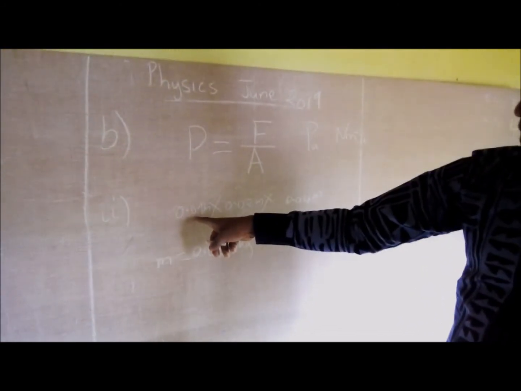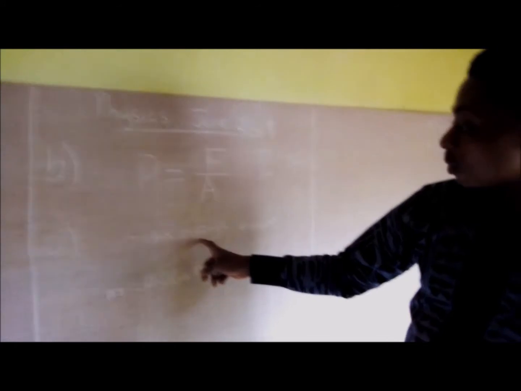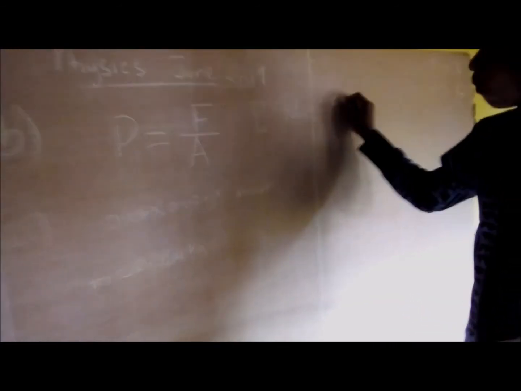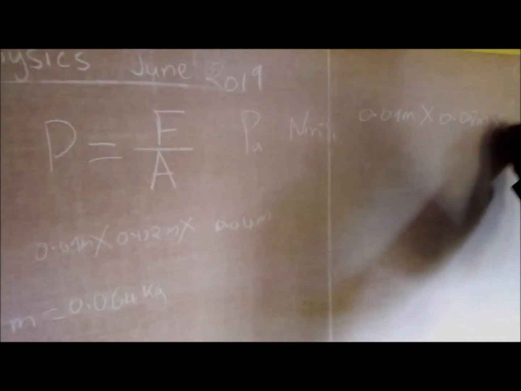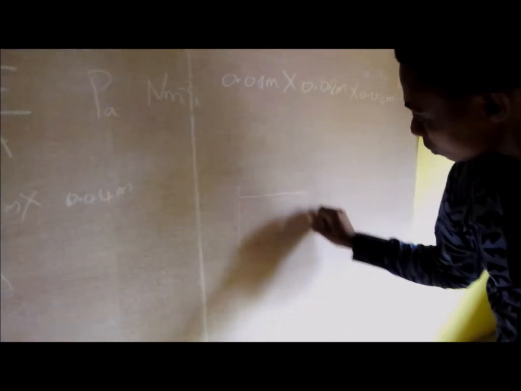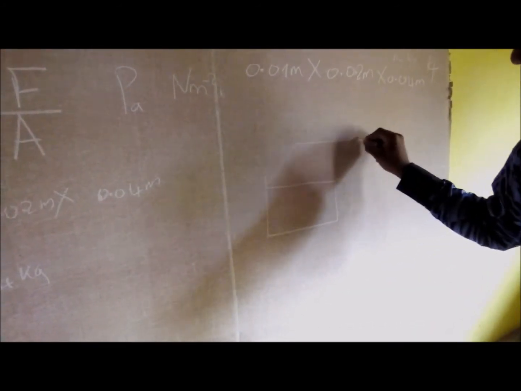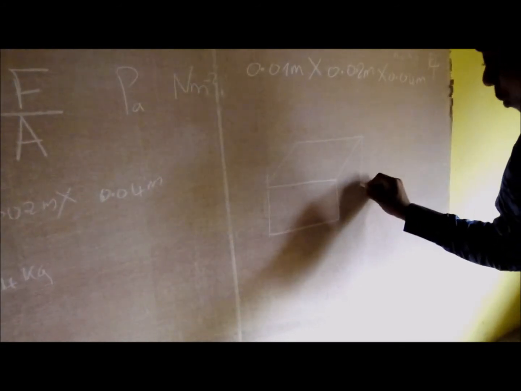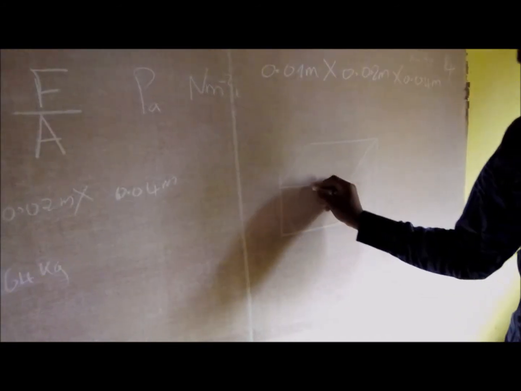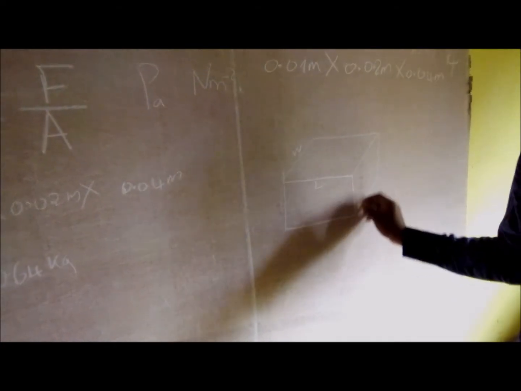So here is the length of the block, here is the width, and here is the height. So 0.01 meter by 0.02 meters by 0.04 meters. It means the block can be something of this form. So here is the length, here is the width, and here is the height.